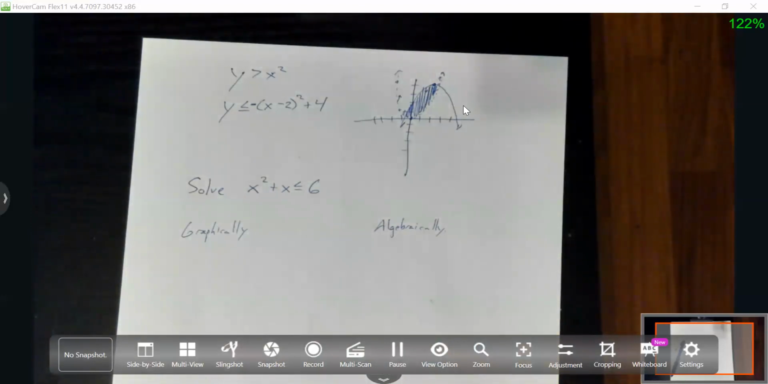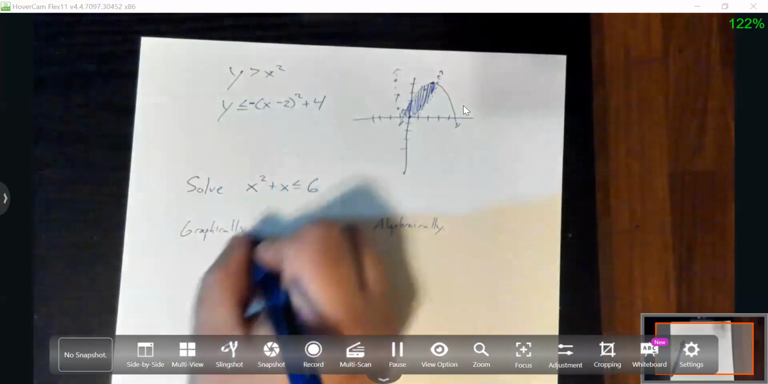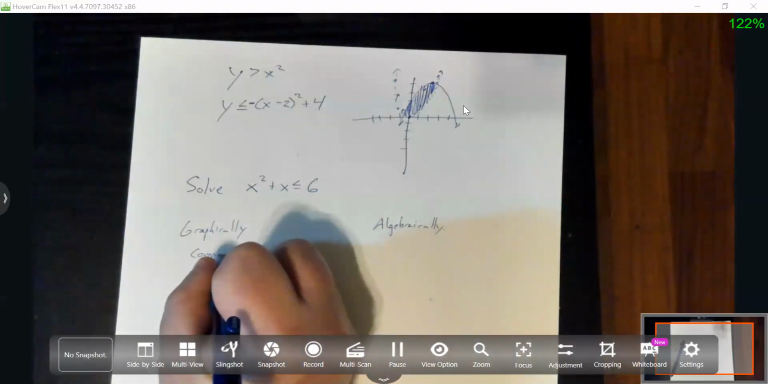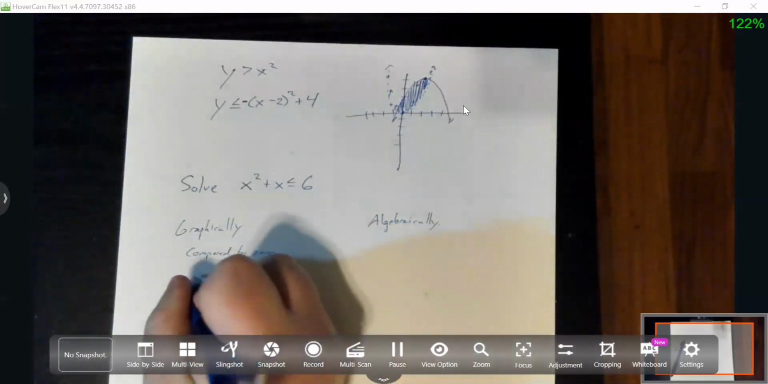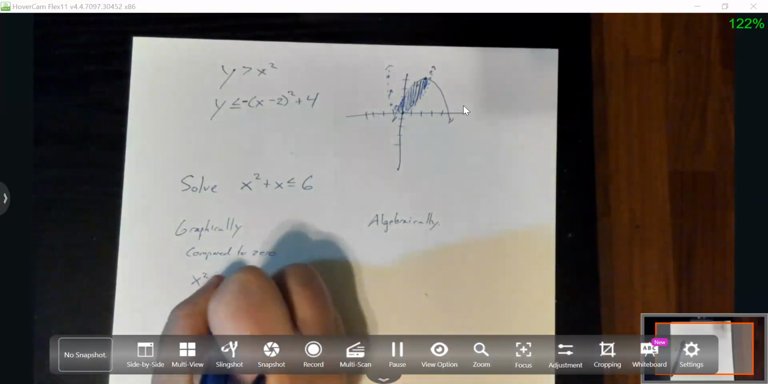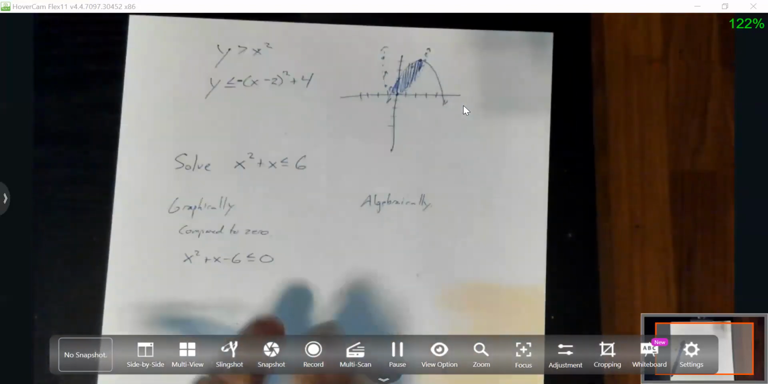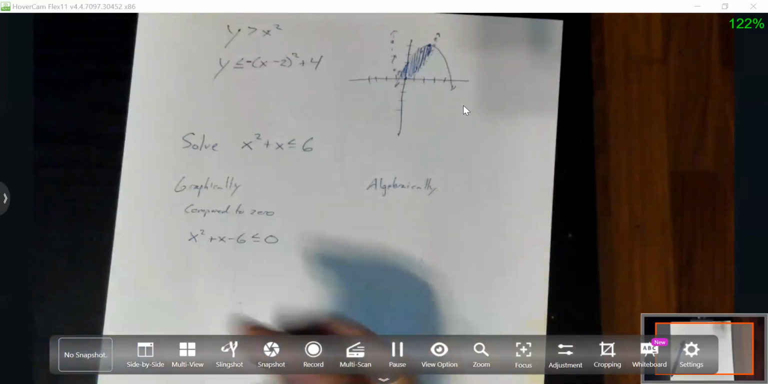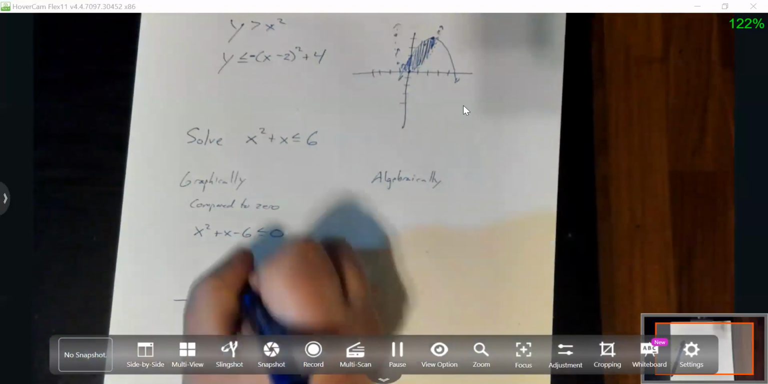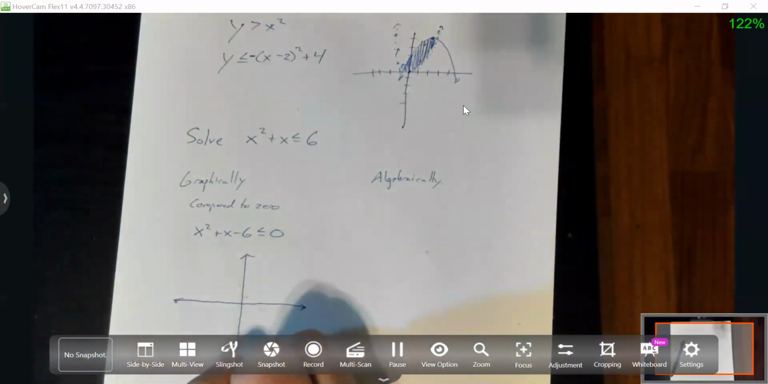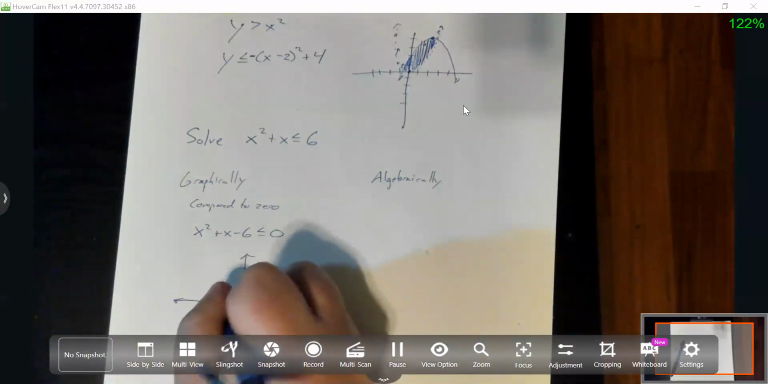The simplest way is to take it and make sure it's being compared to 0 first. So I'm going to take all this and I'm going to move it over. So that'd give me x squared plus x minus 6 is less than or equal to 0. Now I go to graph this equation. And you need to be a little bit more careful when we're actually solving them graphically. So make sure you're being a little bit neater with it. Again, graph paper is going to be helpful.